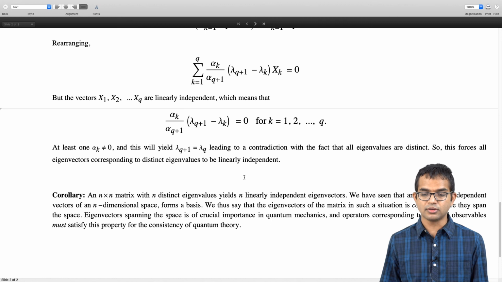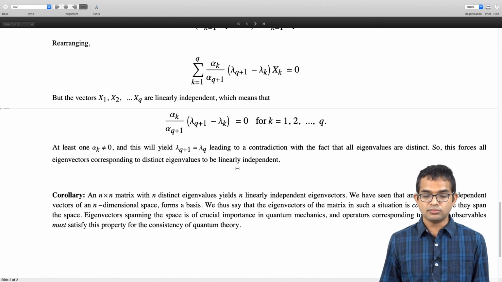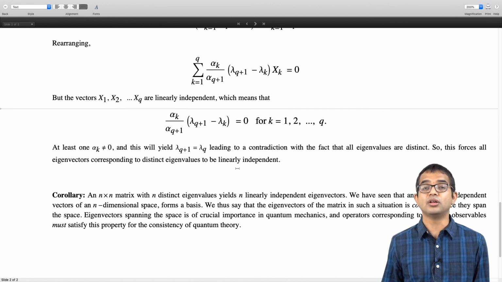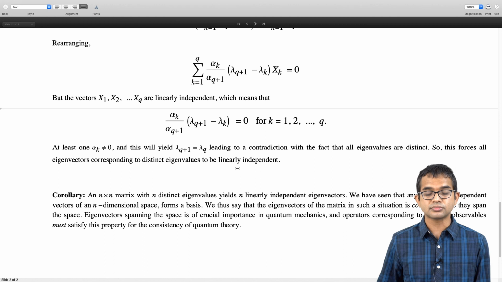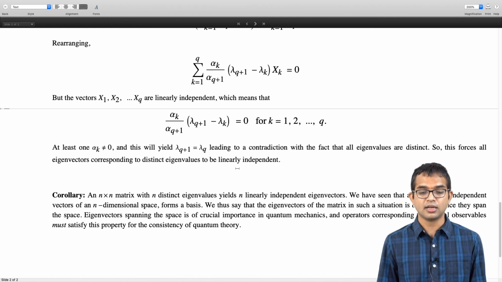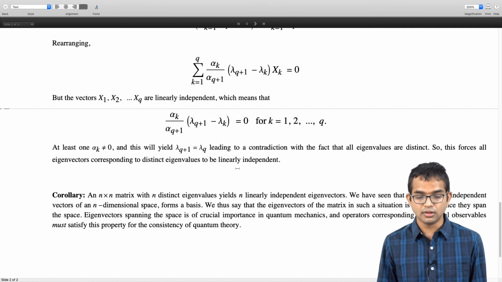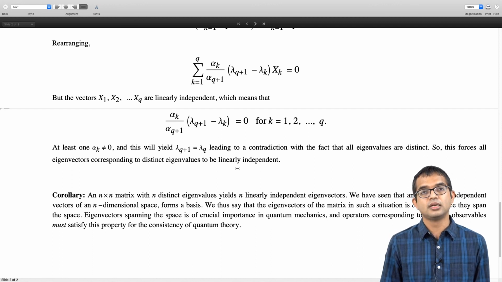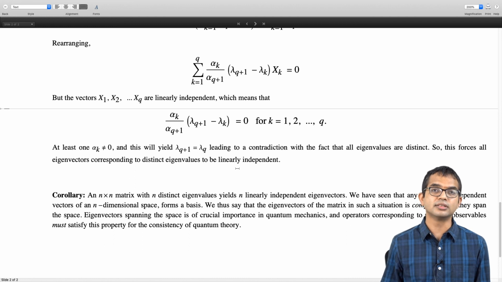But the main take-home message from this lecture is that if you have an n by n matrix, for sure it has n eigenvalues. Although some of these eigenvalues may be repeated, to be sure that you have n linearly independent eigenvectors, that's not always the case, right? We will look at more examples of this later on.